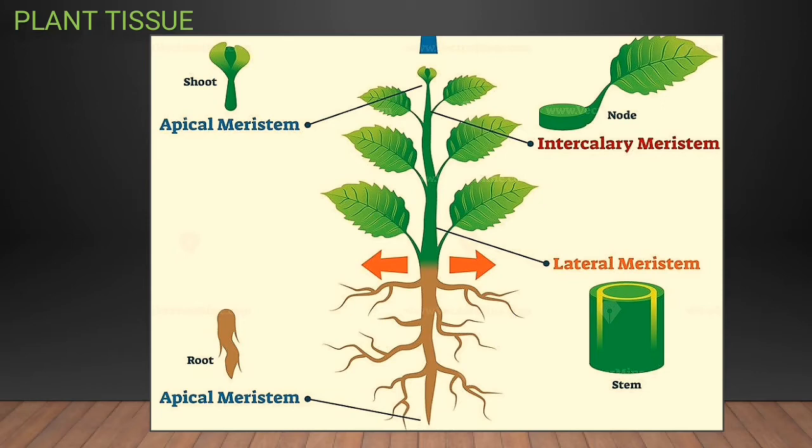When we say lateral meristem, it is located in the stems and roots on the lateral side. It increases the thickness of the plant. Vascular cambium and cork cambium are the two lateral meristems. These divide periclinally or radially and give rise to the secondary permanent tissues.